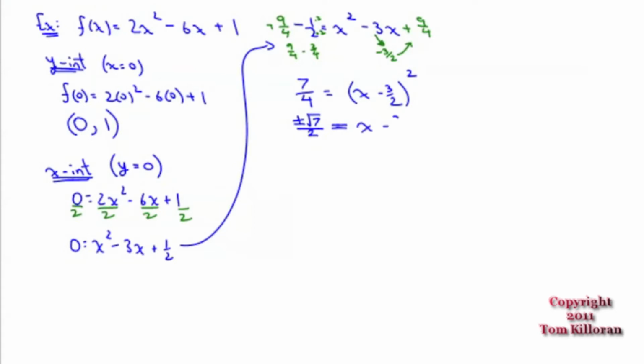x minus 3 halves. I'm going to move the x to the other side. It's freaking me out that it's on the right. So x is equal to. Now, the cool thing is there's a common denominator here, which is 2. What goes first? Positive 3 plus or minus square root of 7. Yay!